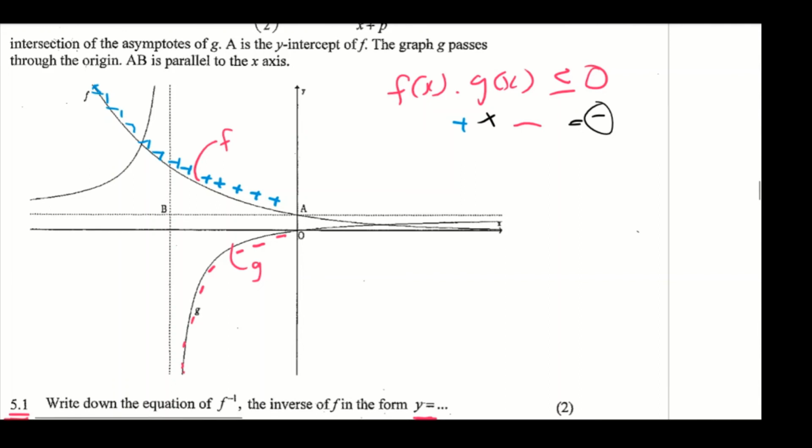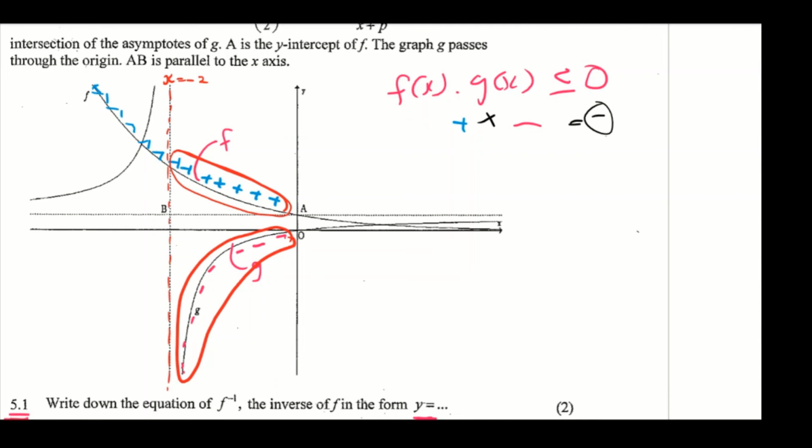So this means now that we need to consider this part of the graph, but we can't consider the entire part. We'll consider this portion here of our f of x. Why? Because there's an asymptote here at x equals -2, just separating these two graphs. So we're just going to consider this portion here of f, and this portion here of g, so that when we multiply these two, they give us a negative solution.